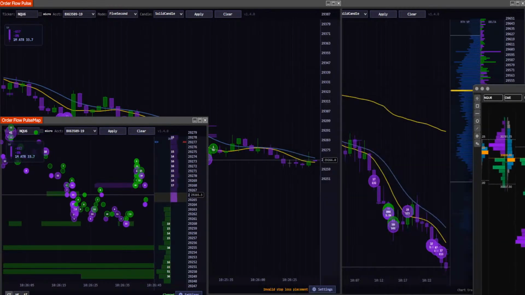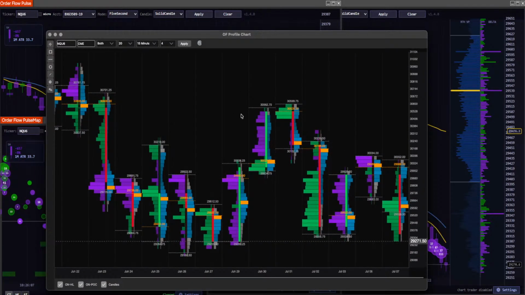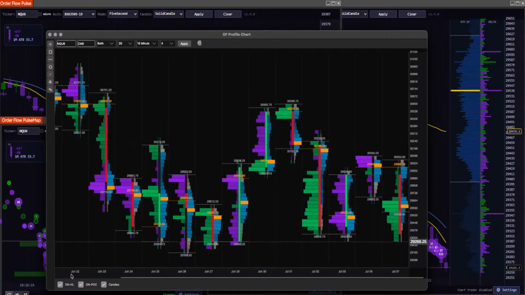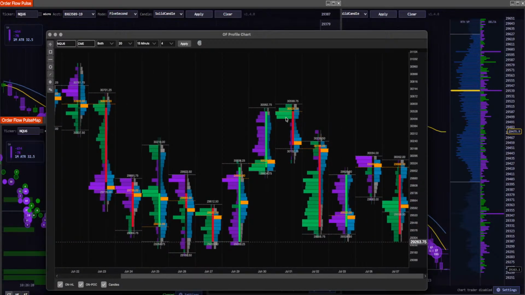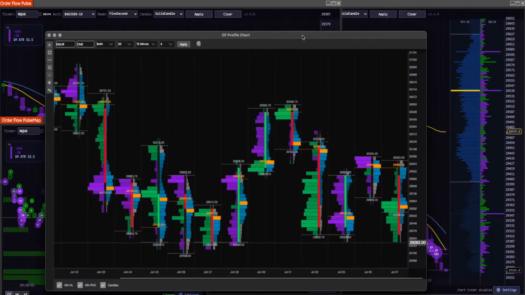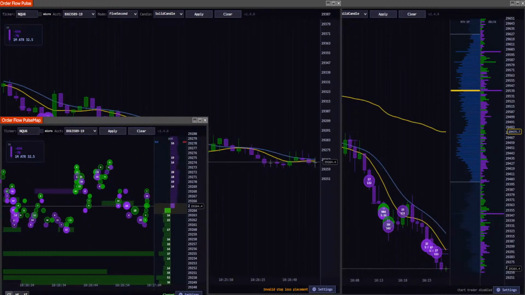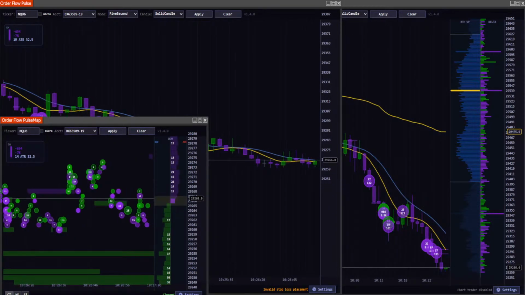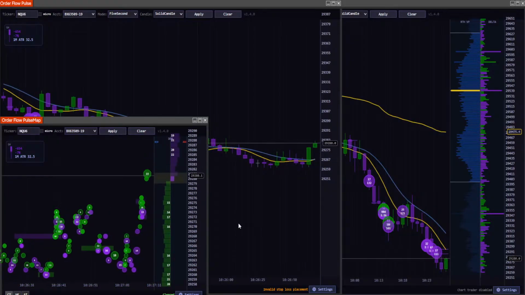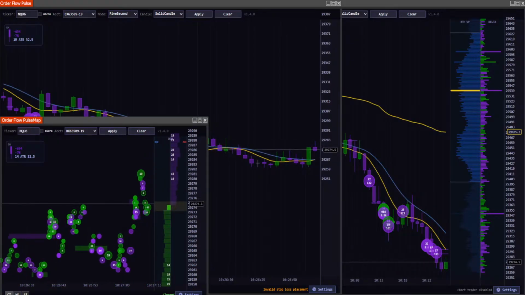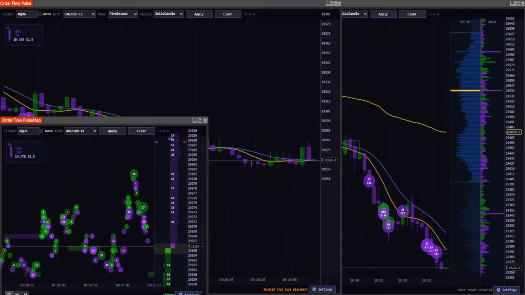So if we look at a profile chart, this is what I'm seeing. We're right here at the bottom of the channel, since June 22nd. So this is definitely a bearish day if you didn't notice it.